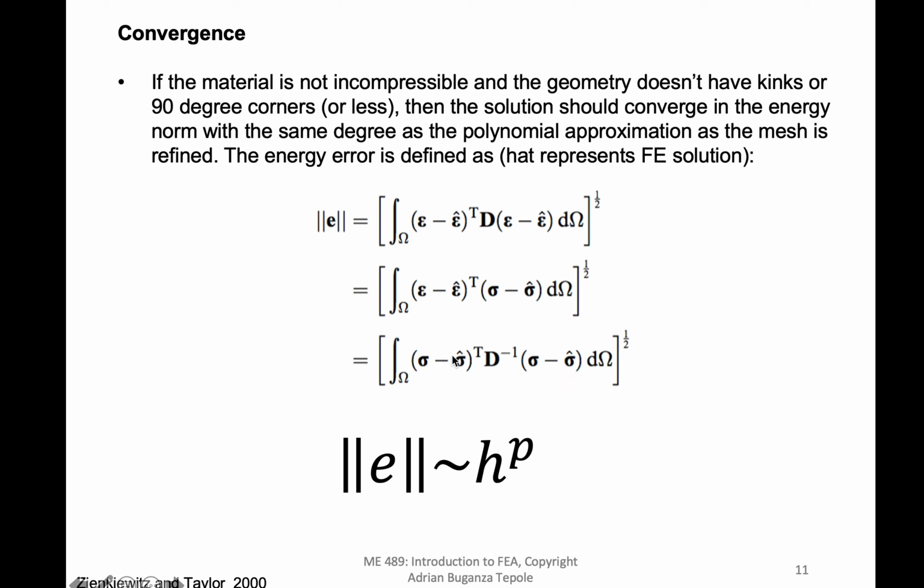This energy norm will converge with degree p, where p is the degree of the polynomial that you're using for the shape functions, and h is the mesh size. So if you have linear elements, then your error will decrease linearly as you refine your mesh. If you have quadratic elements, then your error will decrease quadratically as you refine the mesh. And again, this energy error is basically an error on the stresses.